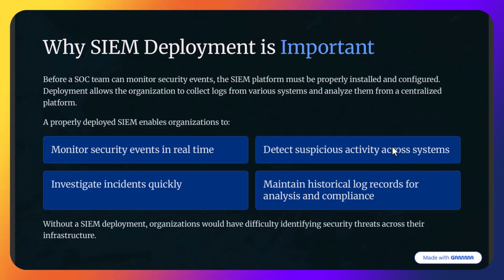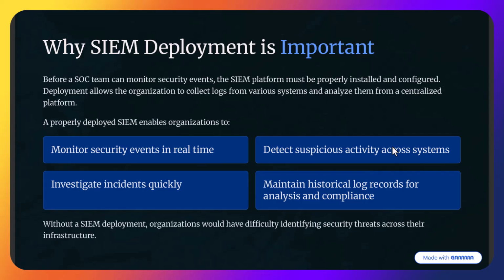We have detect suspicious activity across systems. Attackers often move between different systems when performing an attack. Because a SIEM collects logs from many systems simultaneously, it can detect patterns of suspicious activity that might not be visible when examining systems individually. After detecting, what's the next step? It is to investigate incidents quickly.